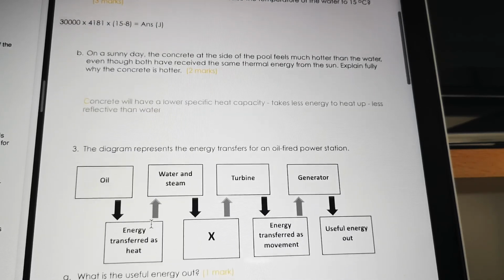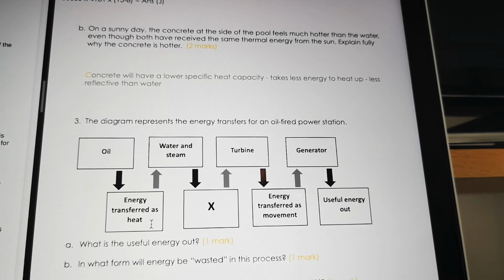Okay, the next one is on a sunny day, the concrete at the side of the pool feels much hotter than the water, even though both have received the same thermal energy from the sun. Explain fully why the concrete is hotter. So maybe you might want to say concrete has a low specific heat capacity, will take less energy to heat up per 1 degree per kilogram.